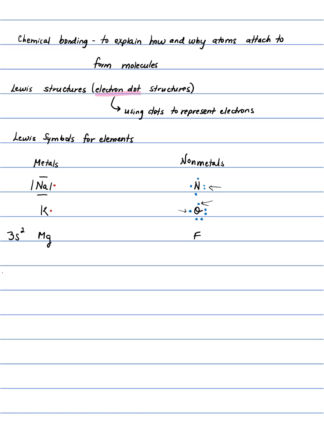So 3s2. You have 2 valence electrons, it's in group 2, and those 2 valence electrons are these 2 electrons right here. So 2 electrons in an s orbital. So for magnesium, I'm going to place my 2 dots together because those 2 electrons are in the same orbital.